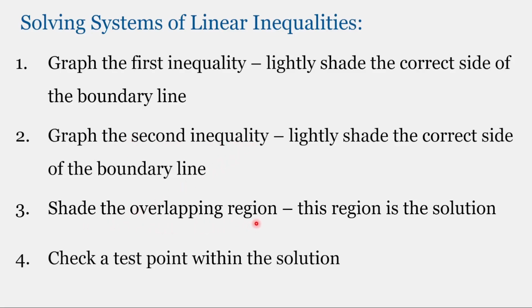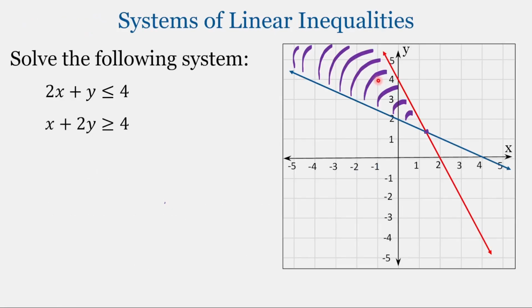Shade that overlapping region. This region is the solution to the system. And then we can check a test point within the solution. So testing a point in this region, let's try -1, 4.